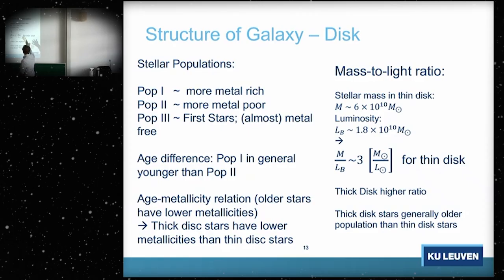Mass to light ratios we have already dealt with. It's on the order of 3 for the thin disk in general. For the thick disk, it's a little bit higher, because they're generally an older population than thin disk stars. And then we can again think about this in terms of how this works, because if this is dominated by stars, then we know from our stellar structure course that the luminosity goes essentially with the mass to a certain power. 3 is a characteristic good number.